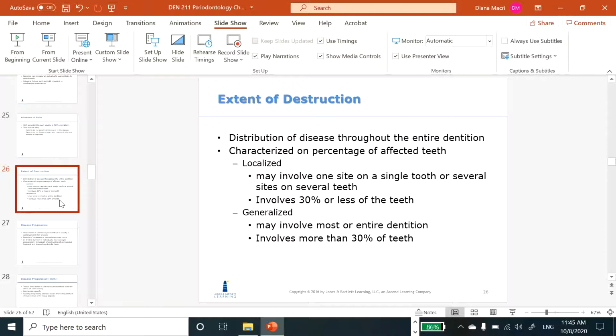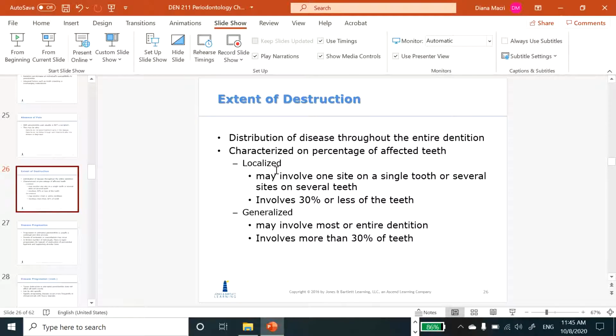We're going to talk about the extent. So now when we classify periodontal disease, we always have to talk about the extent. That means that you always have to tell me how much of the mouth is affected, how many teeth are affected, and where all those affected teeth are. We use the terms localized and generalized to talk about the distribution of disease throughout the dentition, and it's characterized by the percentage of the affected teeth.